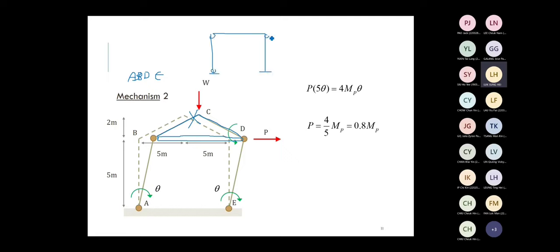Because after we arrange this, it becomes just like a rectangular frame under sway mechanism. If you replace portion BCD using a rigid horizontal member, it is a sway mechanism of a rectangular frame. How to deal with sway mechanism? We have already discussed it in the notes or in the previous examples. In sway mechanisms, if one side is under rotation theta, the upper part is also under rotation theta.